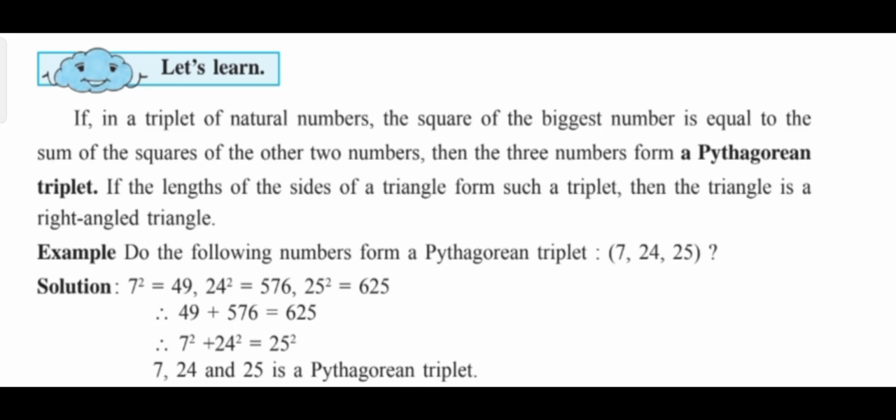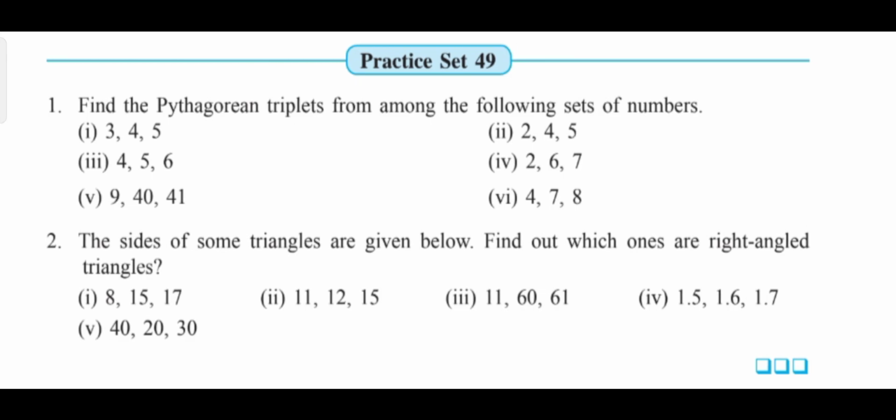Which is the biggest number? 625. So we have to see that by adding the other two numbers we should get 625. So 49 plus 576 is equal to 625. So on both sides it is 625. Therefore 7 squared plus 24 squared is equal to 25 squared. So these three numbers are what? A Pythagorean triplet. So 7, 24 and 25 is a Pythagorean triplet. Clear?